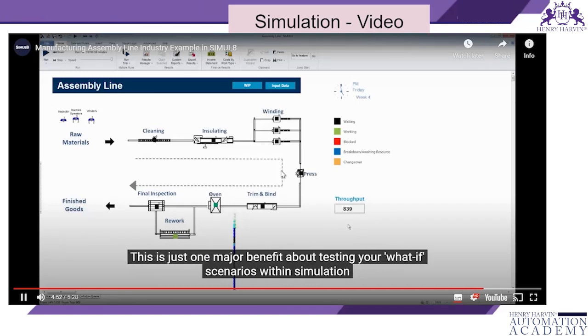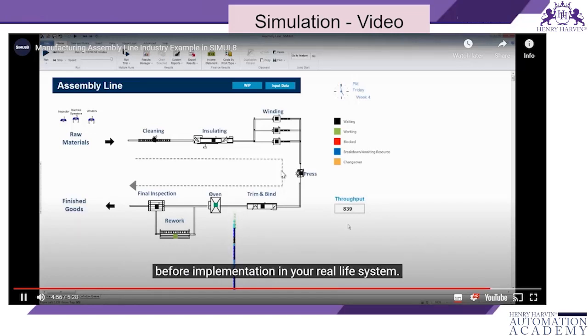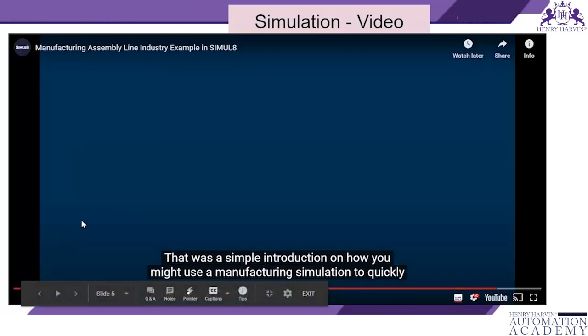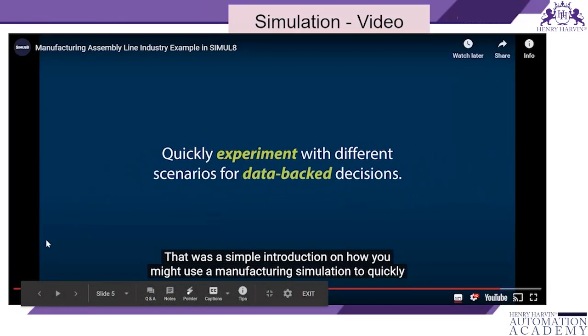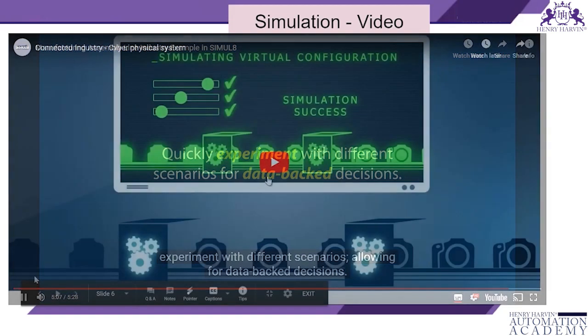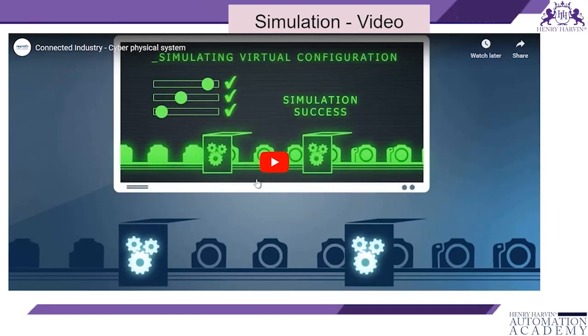This is just one major benefit about testing your what-if scenarios within simulation before implementation in your real-life system. That was a simple introduction on how you might use a manufacturing simulation to quickly experiment with different scenarios, allowing for data-backed decisions. Let's look at another simulation example of a video and how it integrates with the cyber-physical system.